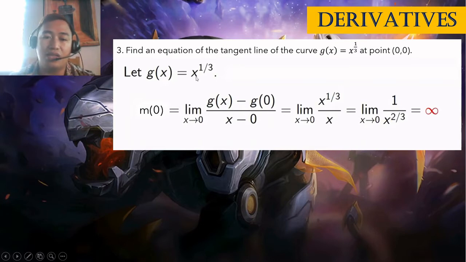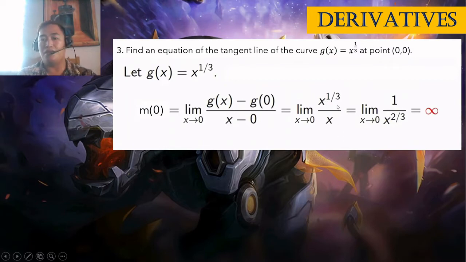Okay, our g of x is x to the 1/3. So, g of 0. What is g of 0? It is 0, because 0 to the power of 1/3 is still 0. So that is 0, and here x minus 0 is just x. Okay, they are all x.